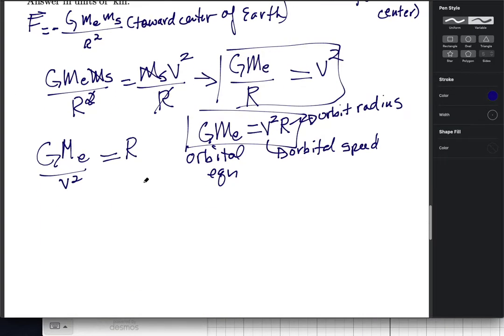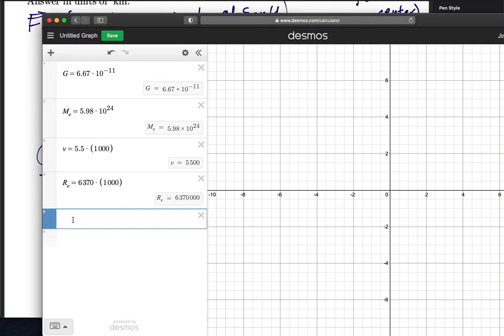Let's scroll back down here. The radius, not the altitude. The radius is big G, mass of the Earth divided by speed squared. So the orbital radius we're looking for will equal big G times M sub E divided by the velocity squared. And we can confirm these are in MKS units, meters, kilograms, seconds. This is in kilograms already, so it's good. This is now in meters per second.